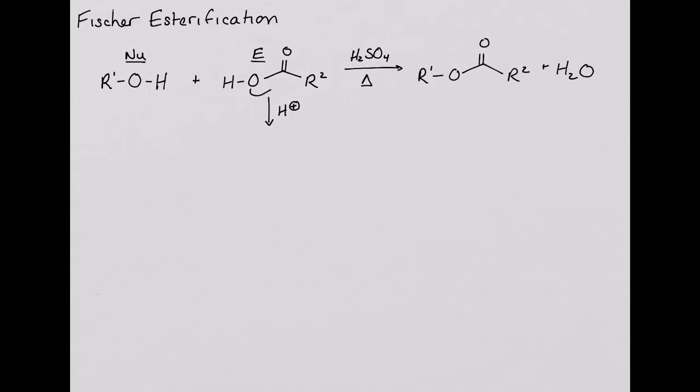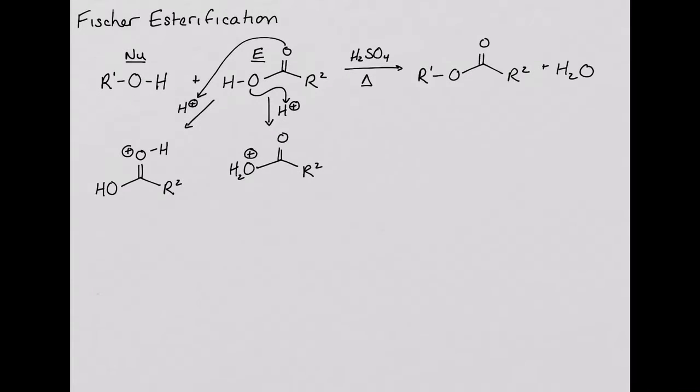Protonation of the hydroxyl oxygen produces this intermediate. Protonation of the carbonyl oxygen produces this intermediate. This intermediate can be resonance stabilized. Therefore, it is more stabilized in the protonated form, and therefore this oxygen, the carbonyl oxygen, is the more basic of the two oxygens and is the one that we see protonated.